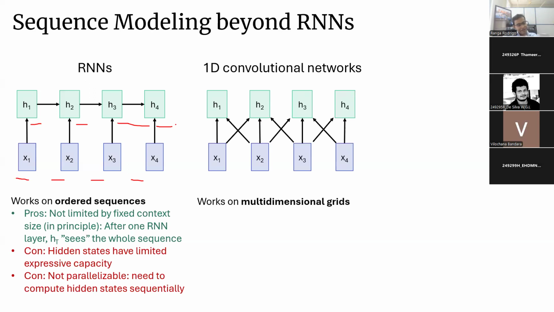Then there is another mechanism called 1D convolutions. So we run a convolution kernel in 1D across these word embeddings.